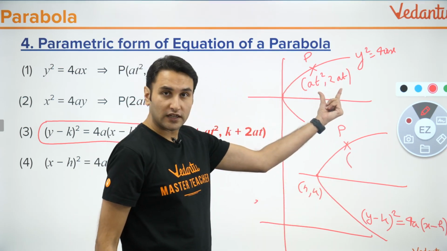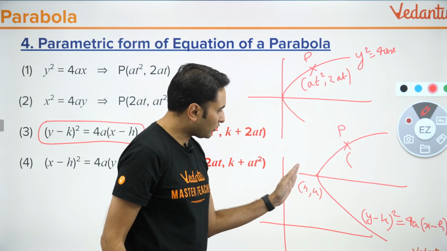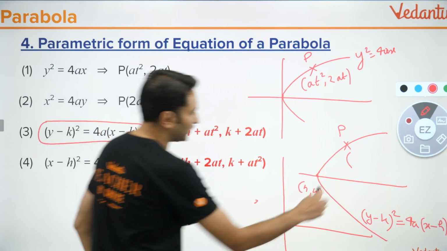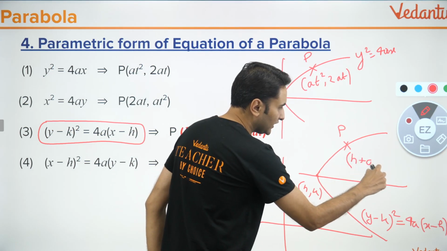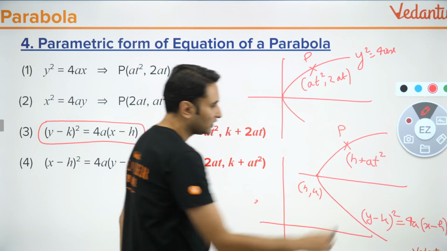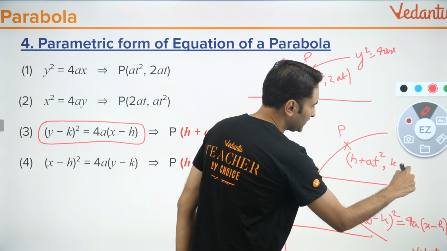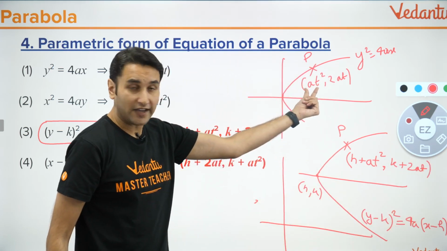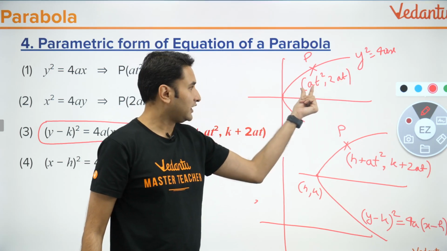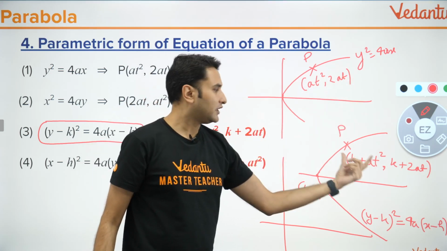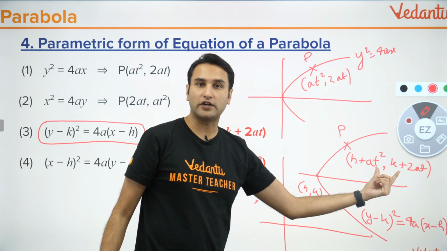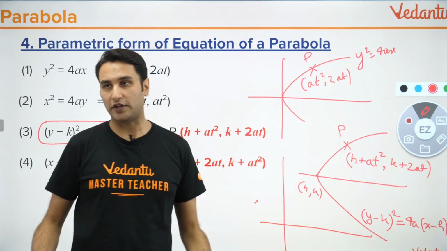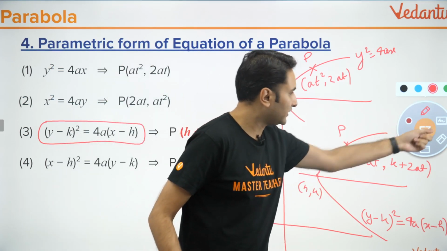It was at square comma 2at, but because of h and k, everything got shifted by h and k. So it will become h plus at square, and k plus 2at. Just add h and k to at square and 2at respectively. So you can write any general point on the shifted parabola as well. We will see how all these concepts get applied. Let us learn through problems.